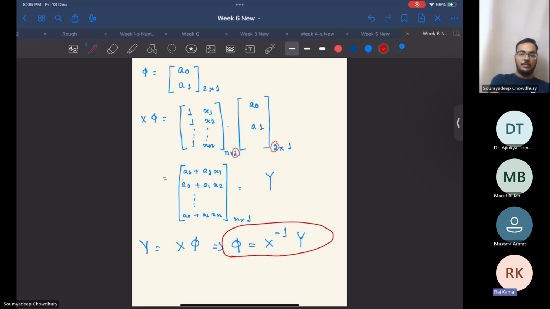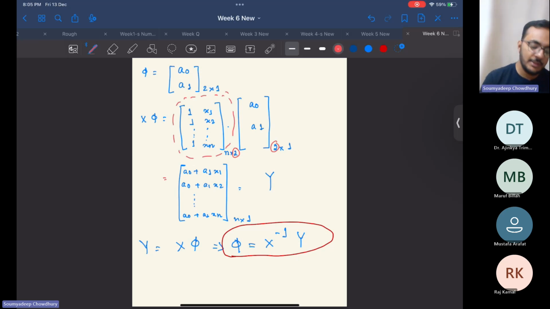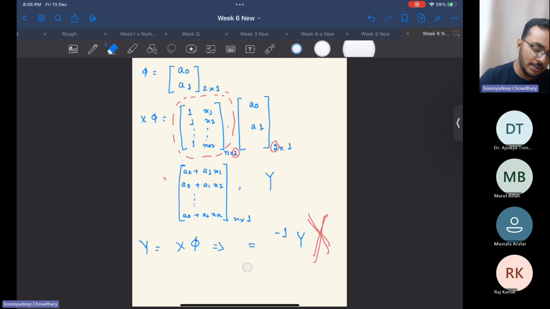Yeah, I think because X is not a square matrix, so finding the inverse will not be possible in this case. Yeah, correct. For a matrix to be invertible, it should be a square matrix, right? But here you can see your X matrix is not a square matrix. So this way you cannot solve this. Although Y equals X phi, phi equals X inverse Y will not work here.